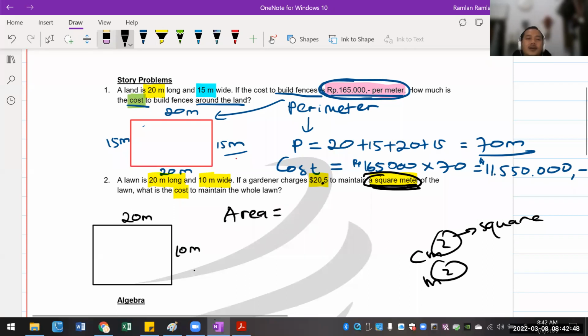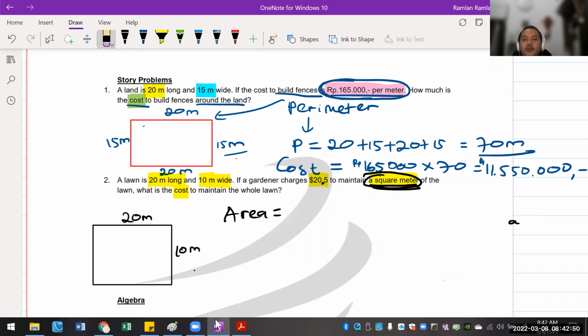Since we know that the formula for the area of a rectangle is base times height, or length times width, it's up to you, it doesn't matter. Just remember that the base and the height need to be perpendicular. So you only need to multiply 20 and 10. So 20 times 10 equals 200 meters square. That is for the area.